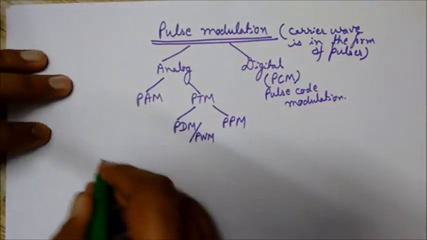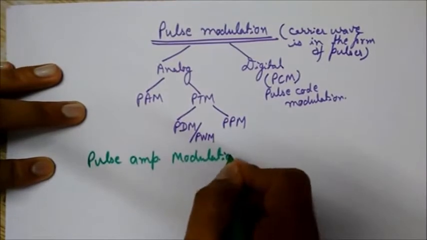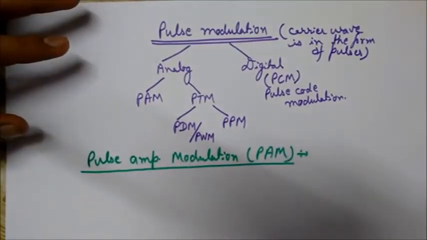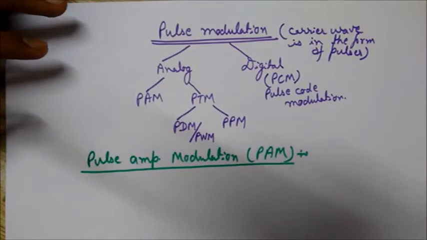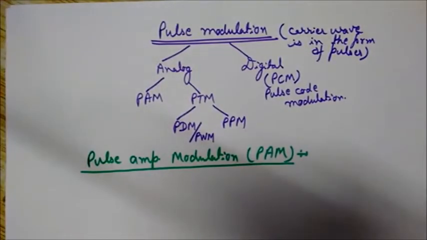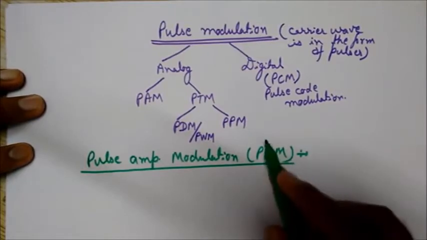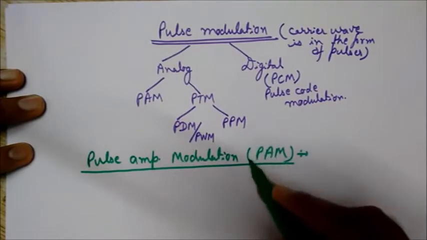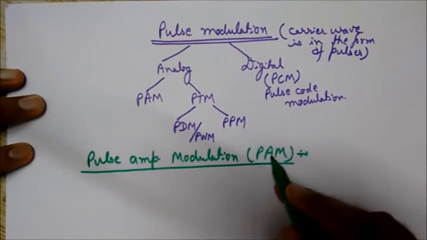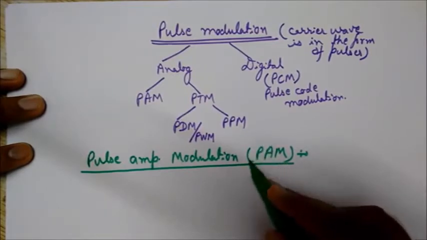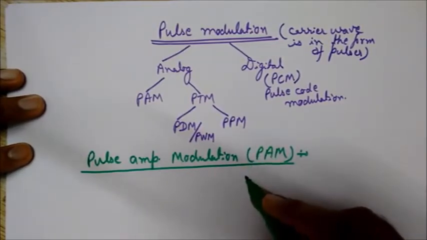Pulse amplitude modulation, PAM. Let's take it first. So how can we define it? The pulse amplitude modulation is the modulation in which the instantaneous amplitude of the pulsed carrier is varied according to the message signal. The definition is quite the same as amplitude modulation. The thing is just that the carrier wave, which was in continuous form earlier in AM, is in the form of pulses in PAM. The carrier is in pulsed form.